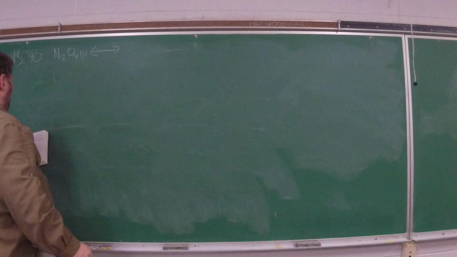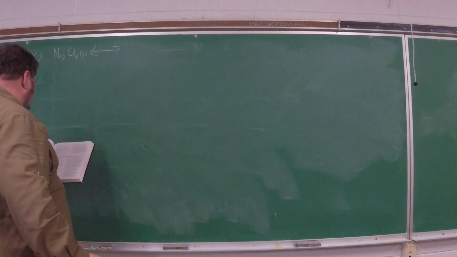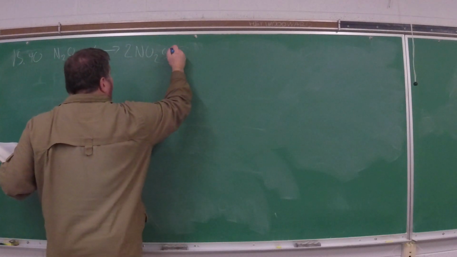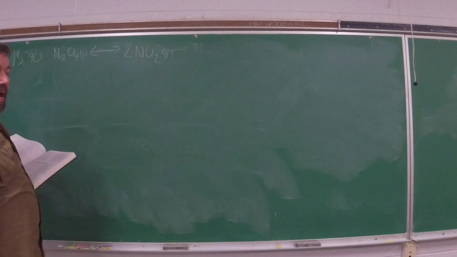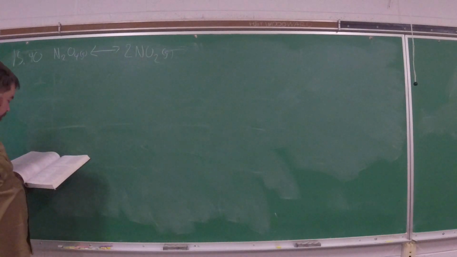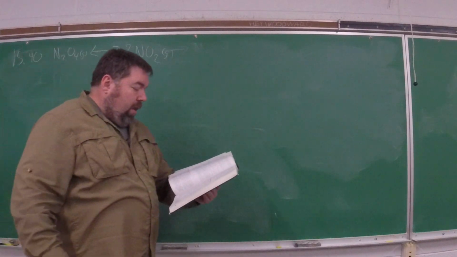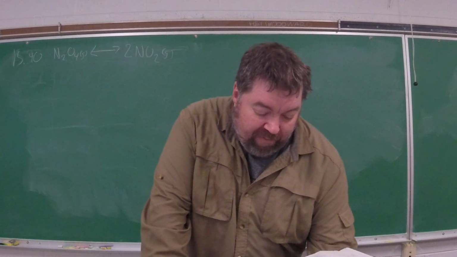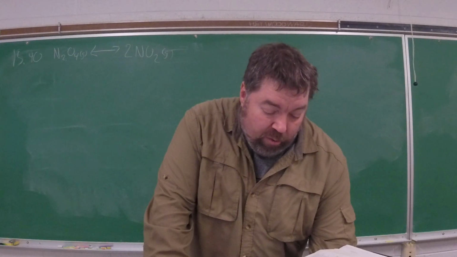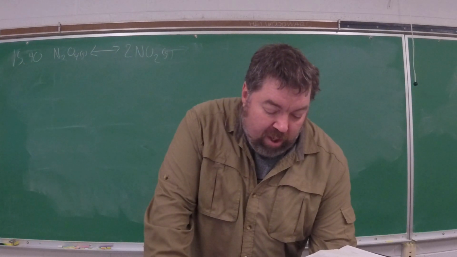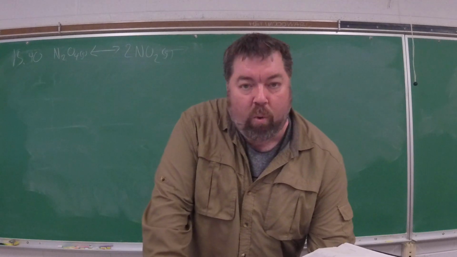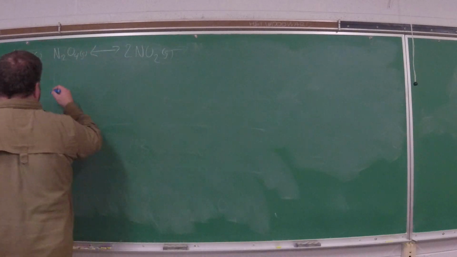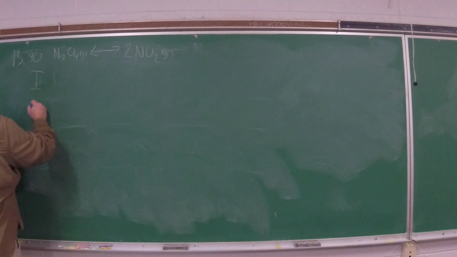So N2O4, dinitrogen tetroxide, decomposes into nitrogen dioxide. Excuse me. After equilibrium is reached, the partial pressure of NO2 is 0.51 atmospheres. What is the equilibrium partial pressure of N2O4? So once again, we're going to do an ICE table, okay? This one's a little bit easier. We only have 2 chemicals.